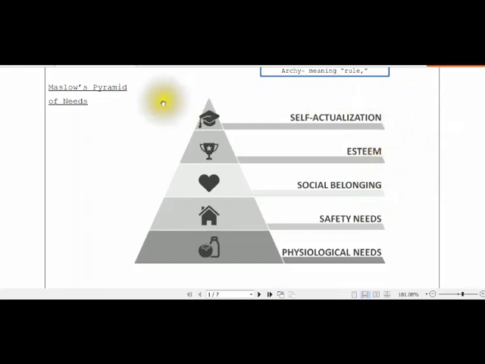So let's step through this pyramid here. The way this works is that a person would normally need to take care of the bottom needs, all these ones down here, before they can take care of the upper ones. So psychological needs come before the safety needs, which come before social belonging, which comes before self-esteem, and so on. It's an idea of how people are motivated.